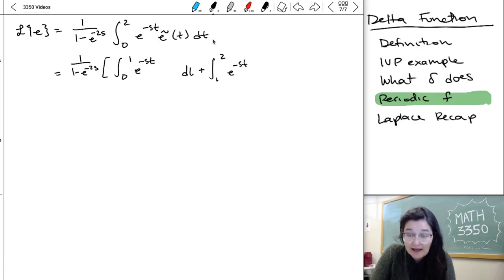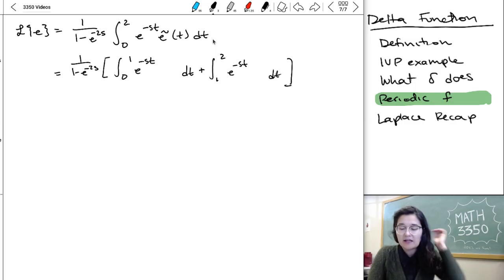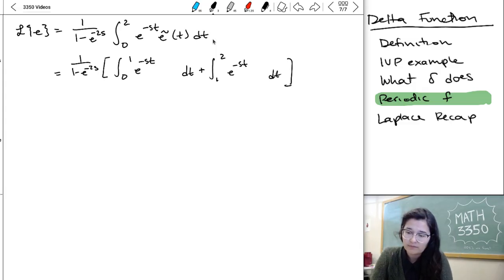And e to minus st stays the same. I'm still integrating with respect to t. And then I just have to plug in the different values that happen between 0 and 1 versus 1 and 2. So from 0 to 1, we said that the function has value 1. It's the high part. And then from 1 to 2, the function has value 0. It's the low part.